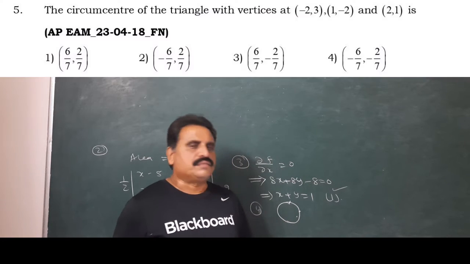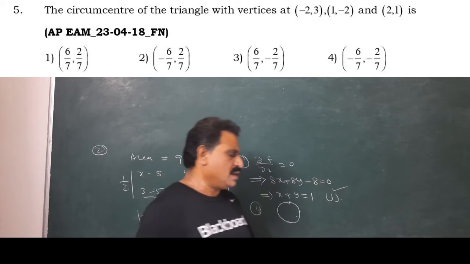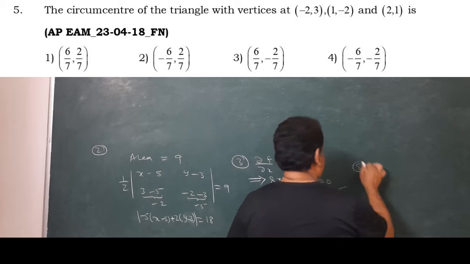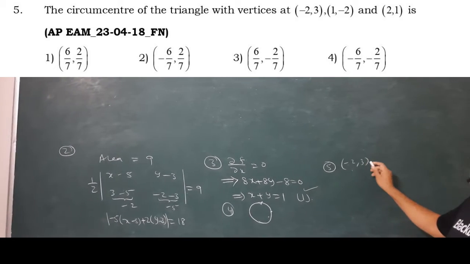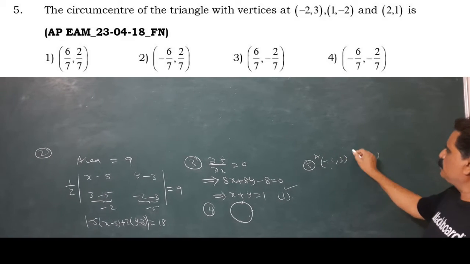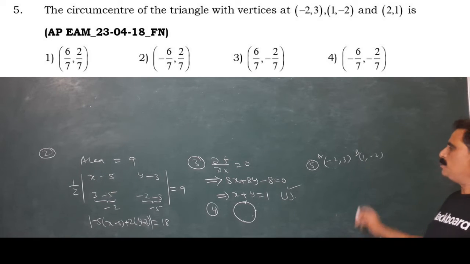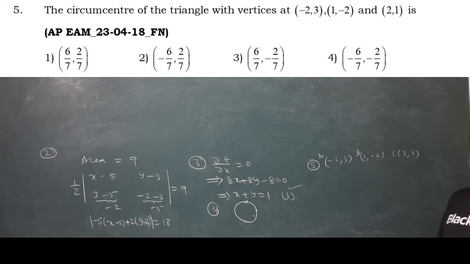Next, question number 5. The circumcenter of the triangle with vertices A (minus 2, 3), B (minus 2, 1), C (2, 1). Here, the circumcenter lies on the perpendicular bisector of AB. How to find the perpendicular bisector of AB? There is a formula.